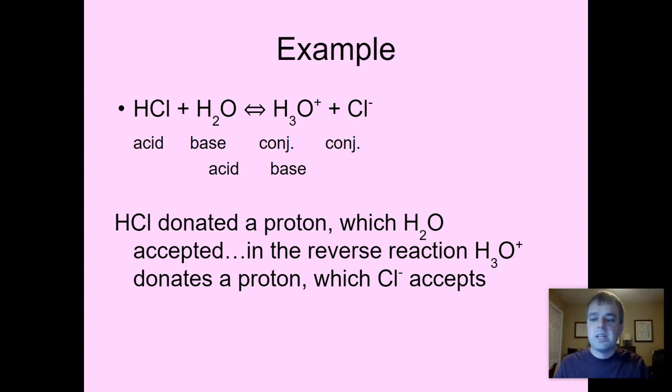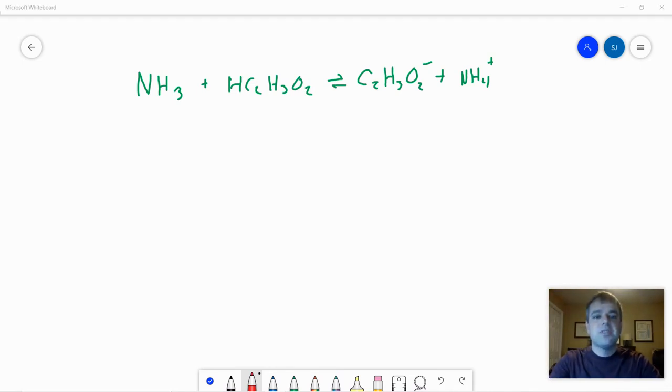So let's take a look at one more example. Let's consider the reaction of NH3 and HC2H3O2. In this reaction, the NH3 turns into NH4 plus. So NH3 is accepting a hydrogen ion, meaning NH3 is acting as a base. And so the NH4 plus would be the conjugate acid. And then the HC2H3O2, also known as acetic acid, is obviously acting as the acid. It loses or donates this hydrogen ion, while the C2H3O2 minus is our conjugate base.